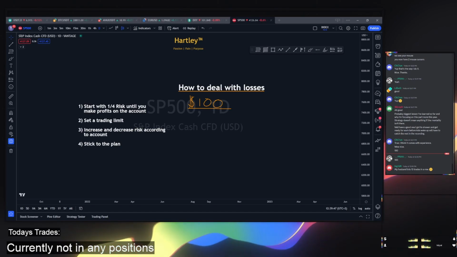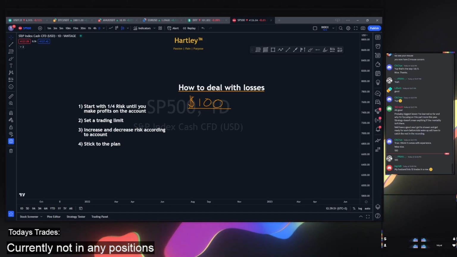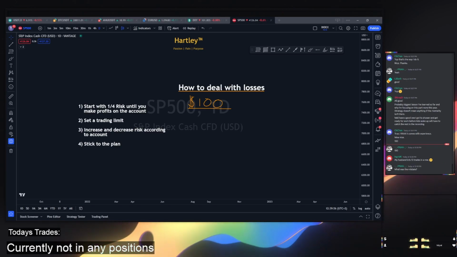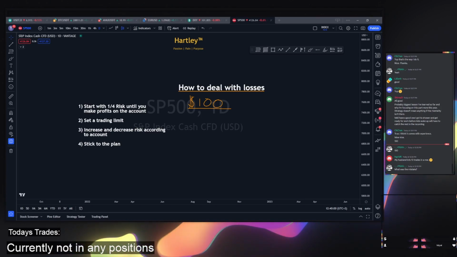So that's essentially the key to dealing with losses: it's all mentality. It's all knowing when to stop, all knowing when to give up and then take a break. What was the mistake? I was reading the market's time frames wrong.